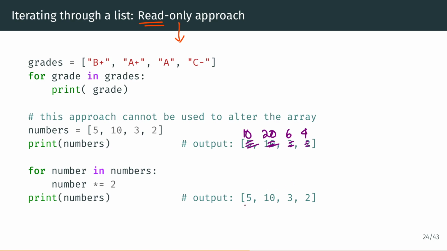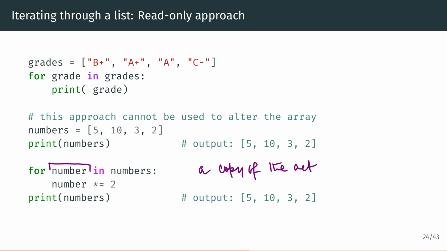If you see the original list, the list before you did this operation, and the list after, they are the same. They have the same elements. So this is a read-only approach. When you get this number, it's a copy. This is important: when you get this variable right here, it's a copy of the actual number. So you do not have direct access to the list element. All you have is access to a copy of that element.